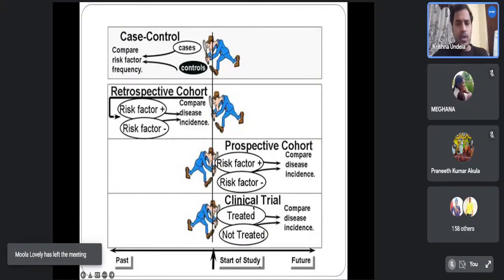The only difference is that the cohort study is observational in nature, where we have the exposure or the risk factor. The clinical trial is experimental in nature, where we have treated patients and non-treated patients. That's what we have in the case of a clinical trial. So now I'm going to take up the questions. If you have any questions, or need any information, I'm happy to explain once again, because this is very important to understand the concept of pharmacoepidemiology and various study designs.